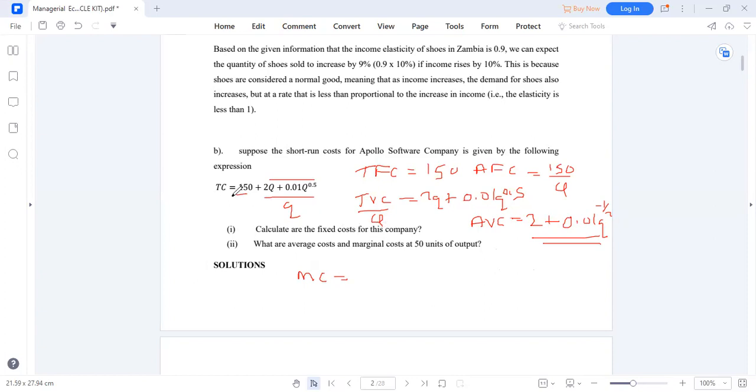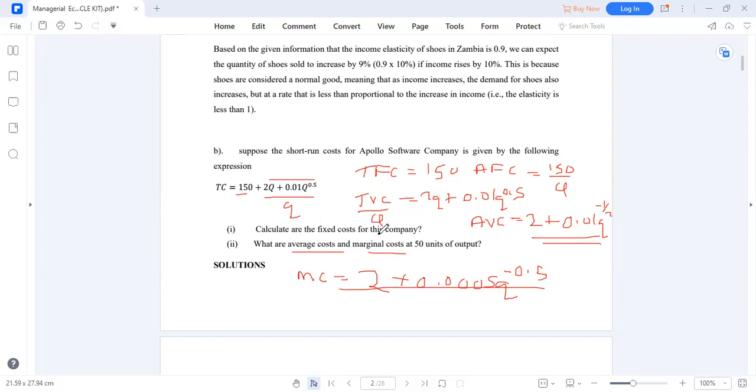It is. Then the marginal cost, to differentiate this function: 150 becomes 0. 2q becomes 2. Then 0.01 q to the power 0.5, you multiply this times that one, we get 0.0005. Then you subtract 1 minus 0.5, we get negative 0.5. Now, these are the functions that we are interested in, the average cost and the marginal cost.